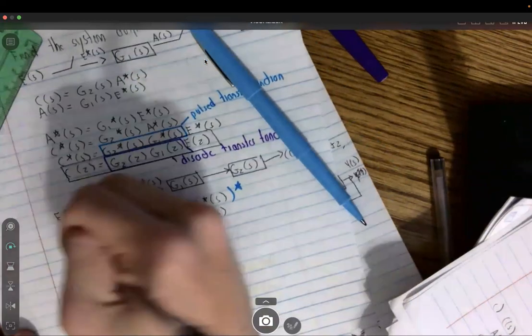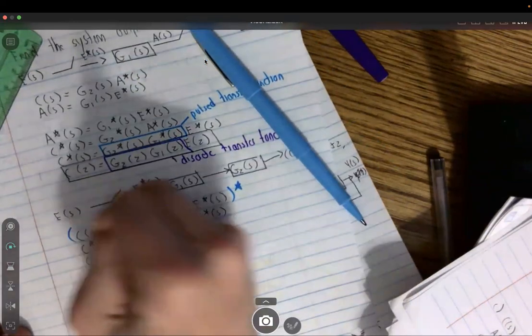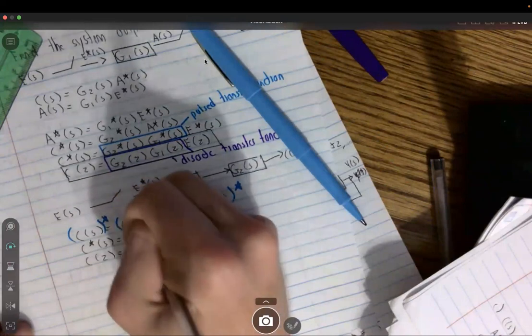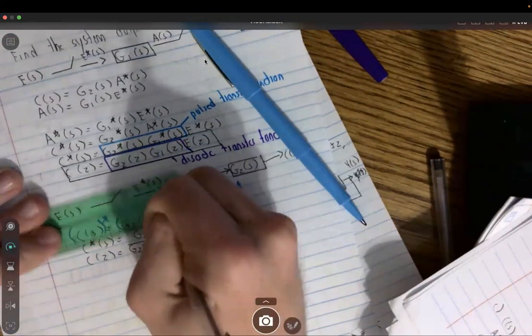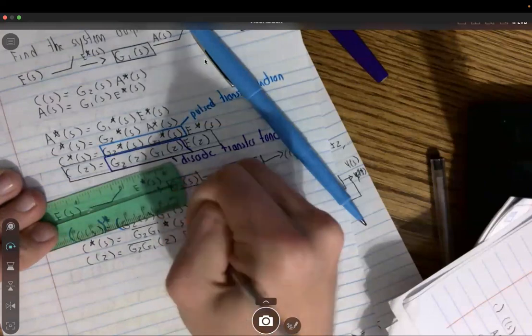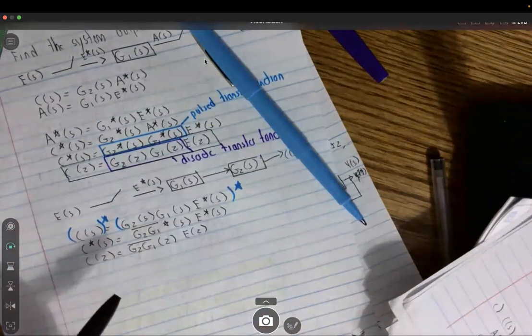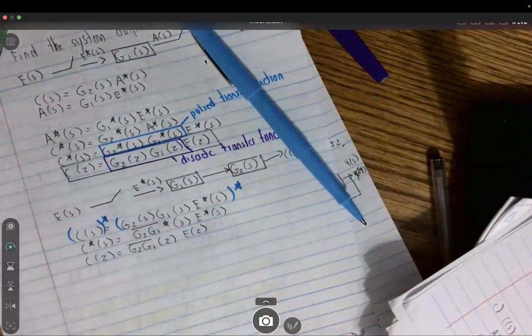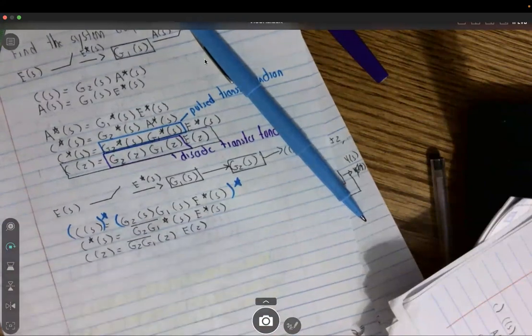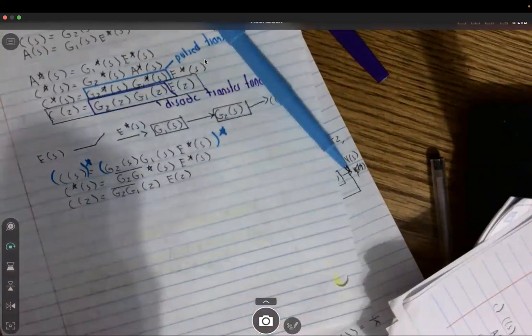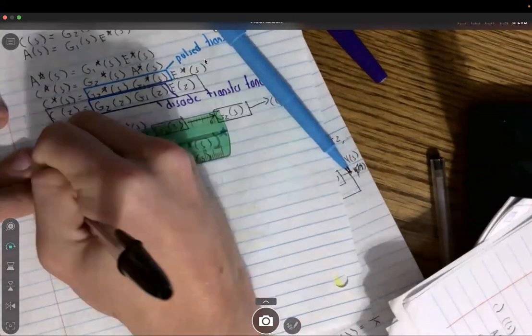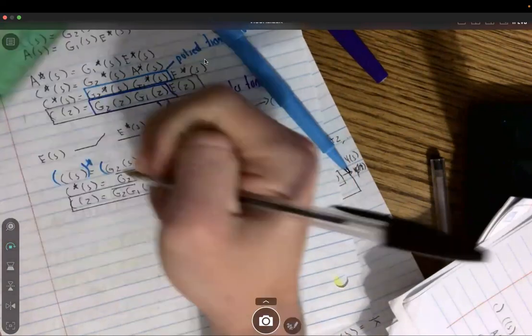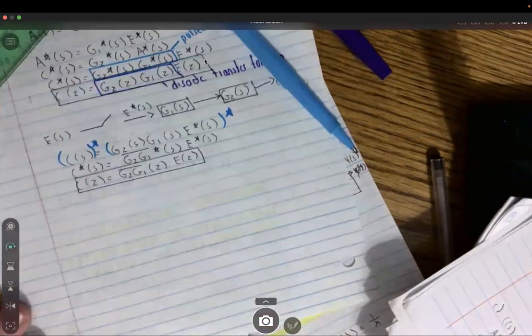Then taking the Z transform of this, we get C of Z equal to G2, G1 of Z, and then E of Z. So this would be my pulse transfer function right here, where this right here is going to be my discrete transfer function right below. So that's what I have, and this would be my solution for finding the output in terms of my transfer function and input.